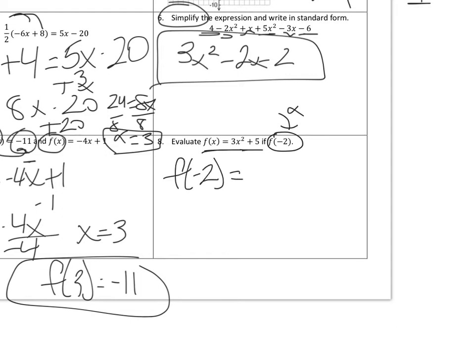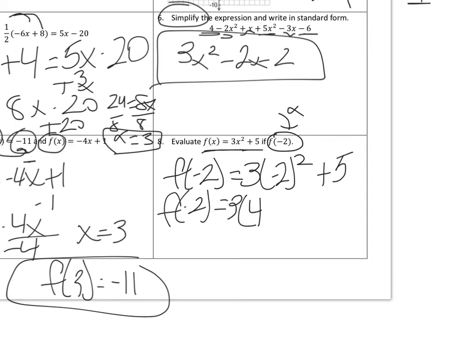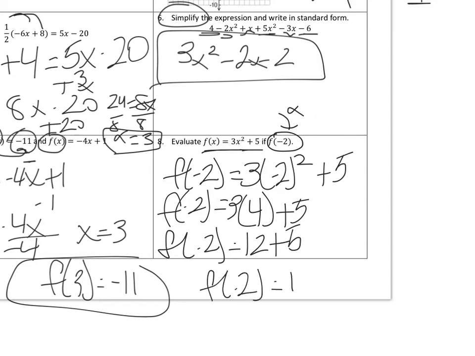I'm going to plug negative 2 into this function wherever I see an x. Okay, order of operations says exponent goes first. Remember, the left side is just notation, so I'm going to keep that 3. Negative 2 squared is a positive 4. And now I can multiply. I get 12 plus 5. And then combine your like terms and we get 17.